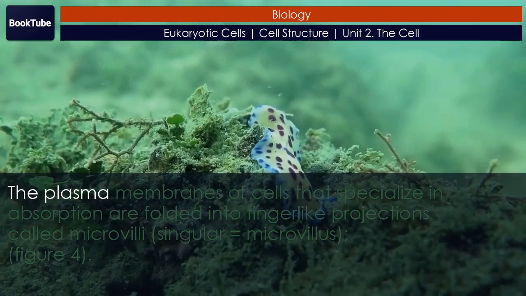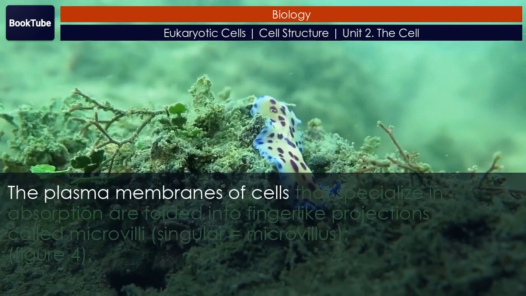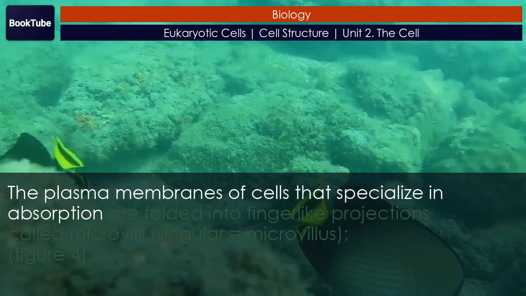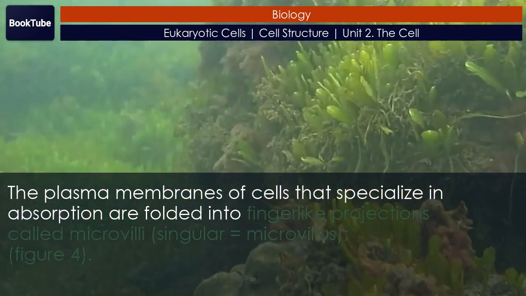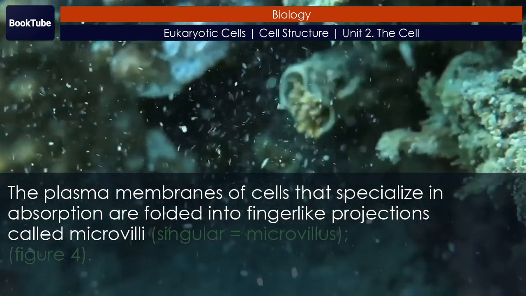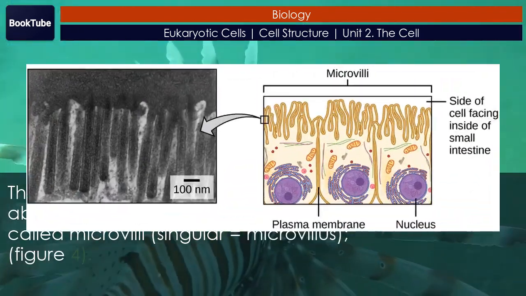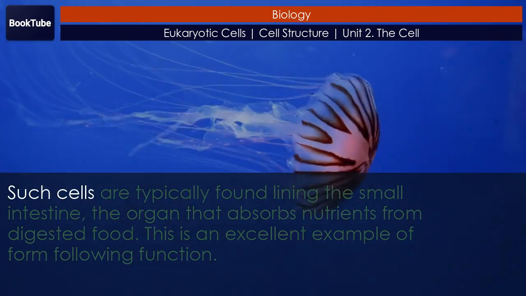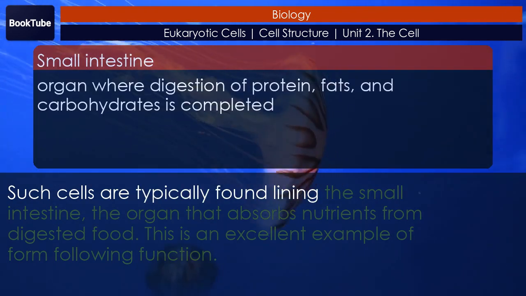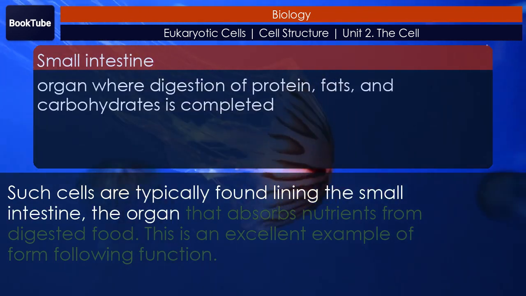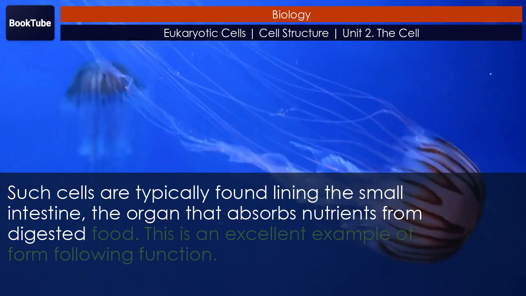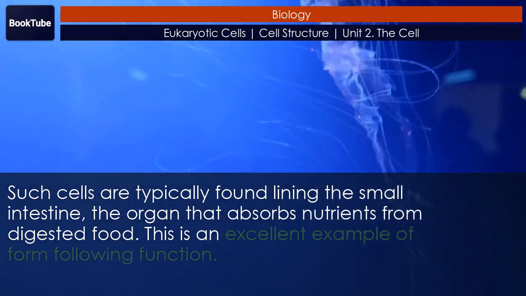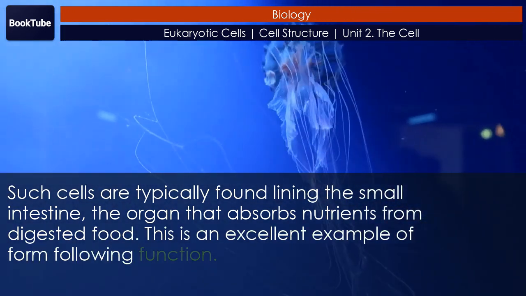The plasma membranes of cells that specialize in absorption are folded into finger-like projections, called microvilli. Singular equals microvillus. Figure 4. Such cells are typically found lining the small intestine, the organ that absorbs nutrients from digested food. This is an excellent example of form following function.